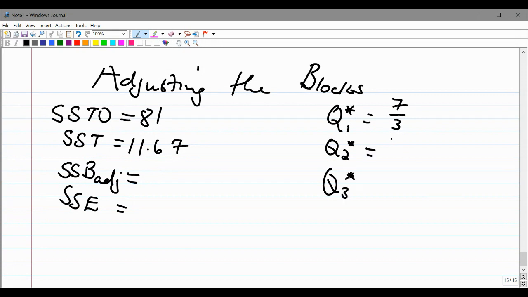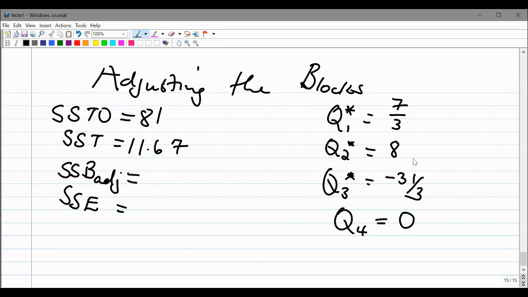Q2 is 8. Is what? 8. Yes. Q3 is -21/3. And the last one? Q4 is 0.